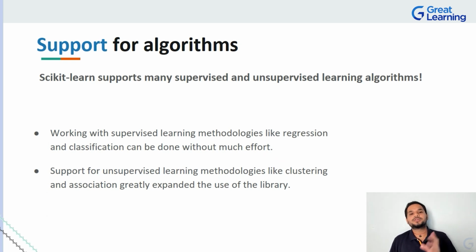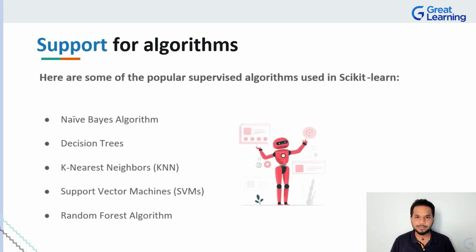So guys, in terms of support for algorithms, there's amazing support. If you want to quickly take a look at the supervised learning algorithms that are supported, of course there are more, but as you can see, you have naive Bayes, decision trees, KNNs, K nearest neighbors, support vector machines, and the random forest algorithm, or SVM as support vector machines are called. These are the really popular algorithms.